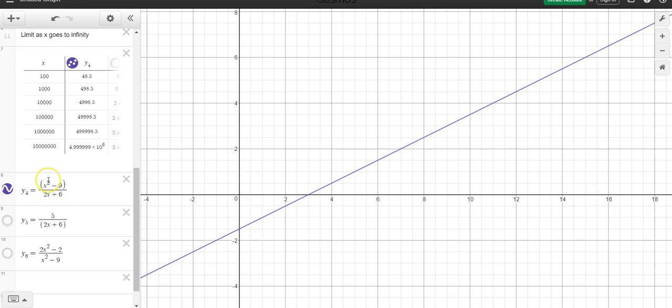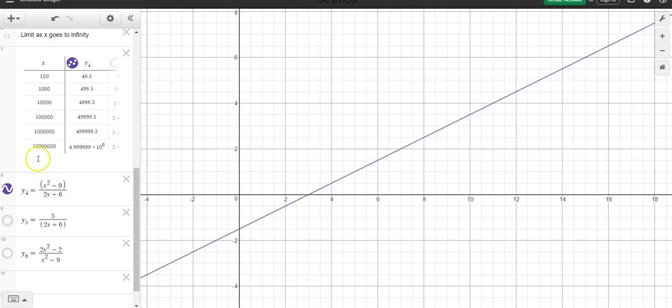If this had been an x cubed divided by an x, it would look like a parabola, but it would just continue to go up and up and up. It would curve, but it would curve up. There's no horizontal asymptote. It would not level off. So anytime the degree of the numerator is bigger than the degree of the denominator, it has nothing to do with the coefficients, just the degree, the exponent, then there is no horizontal asymptote, and so there is no limit.